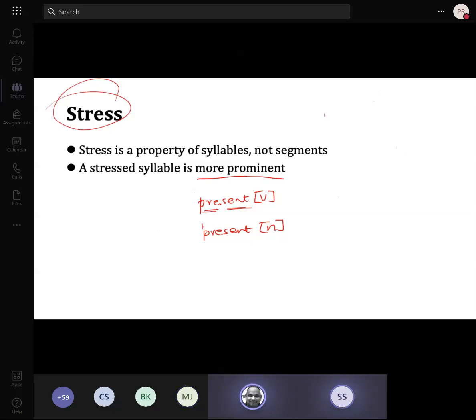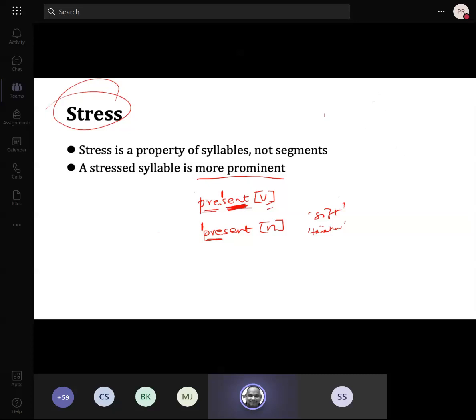So the stress in IPA etc., we can put stress with this vertical bar before the syllable, right? So here we are putting it before the first syllable. That means it's the word present, right? And then it is going to be a noun, which will be a gift, right? Or time now, as of now, etc. When we have present, right, it will be a verb, where the stress is on the second syllable, and it will be like I'm presenting a presentation, I'm presenting my slides, etc., etc.